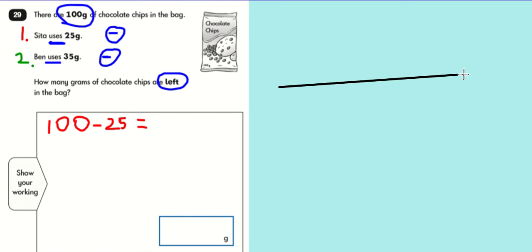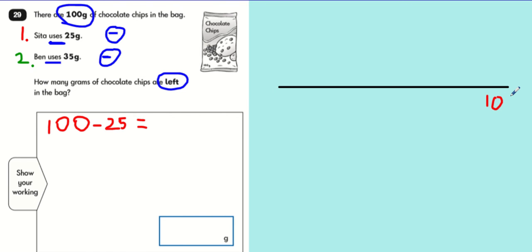So if we draw our number line here, we're taking away this time, so our larger number is going to go on the end here, isn't it? And that's 100, because that is our total, the largest number we're working with. We're taking away 25, so I'm going to split it into tens and ones. It's made of 10 and another 10 and a 5.